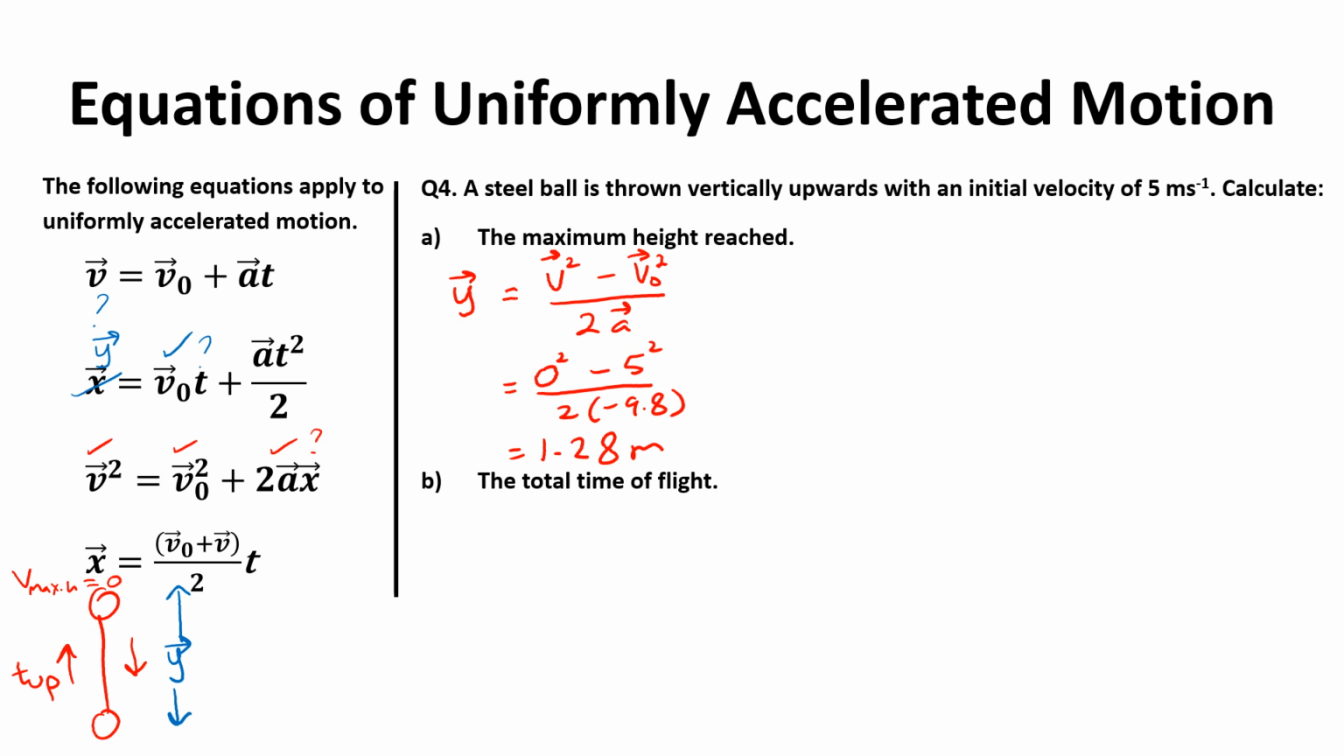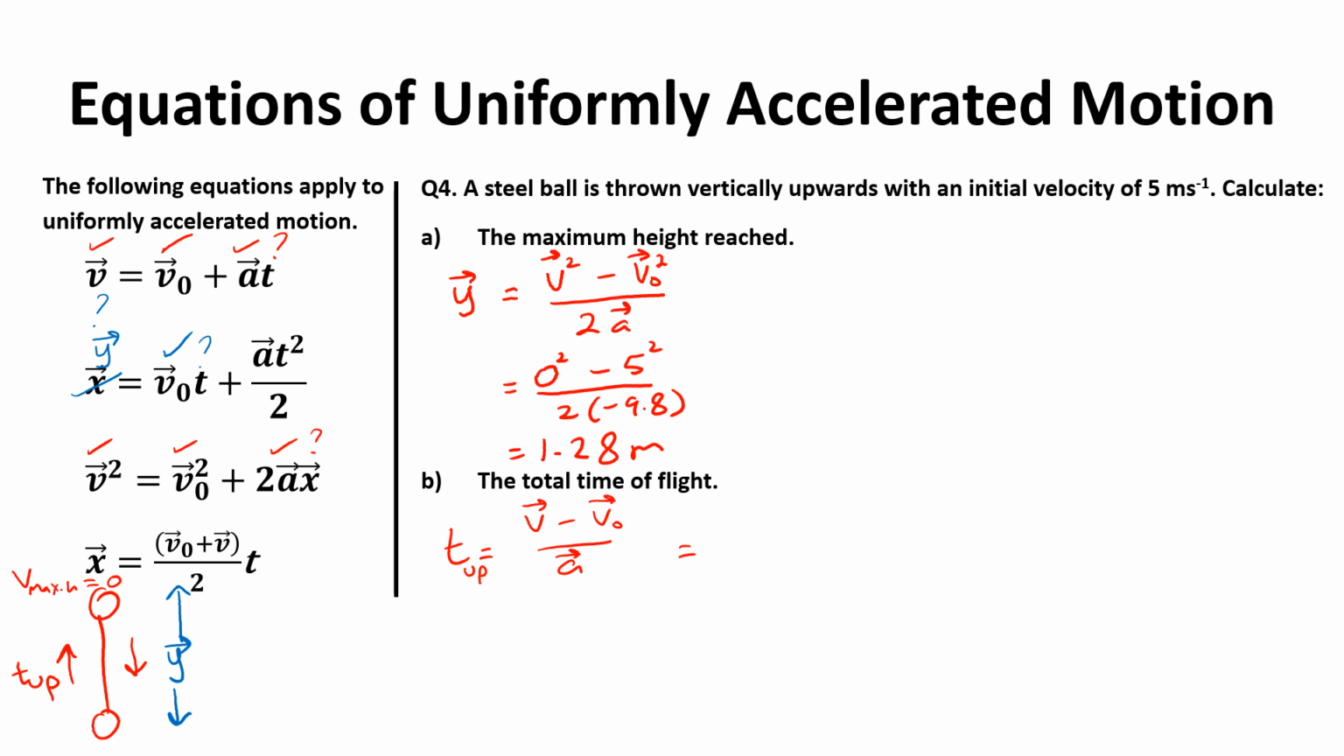Alright, so what is T? So maybe I can use the first equation because I know the final velocity, I know the initial velocity, I know the value of acceleration due to gravity, and I want to calculate T. So T is equal to V minus V naught over A. Okay? And this T, I will just call it T up.